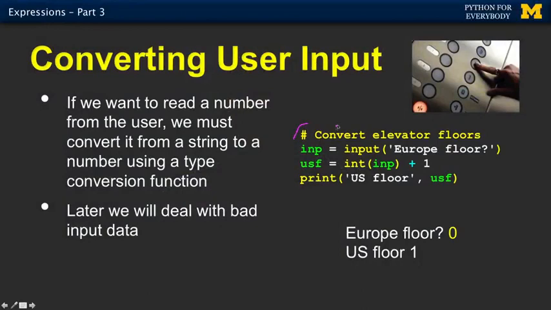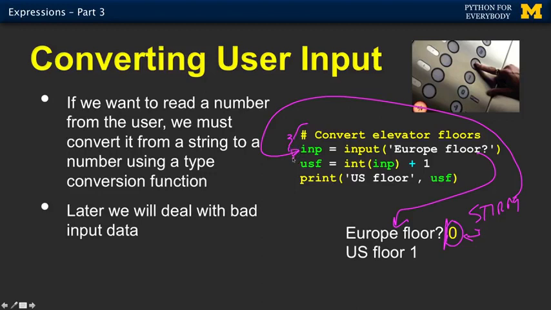A comment, convert elevator floors. That has nothing to do with Python, has to do with you or me reading about this. Then input. Well, remember, input prints out the prompt and then pauses and waits. And then we type, and then we type the enter key, right? And then this 0, this is a string. This string ends up being input in the variable inp. And then it continues to the next line, and it works on the right-hand side.